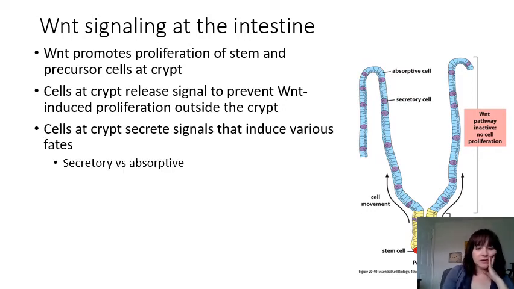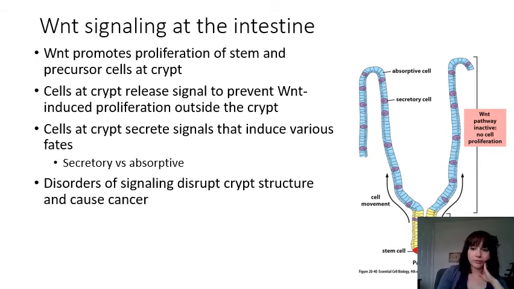So these signals are also, in addition to telling the cells to proliferate, going to tell these new cells whether they're going to be secretory cells or absorptive cells. So you can see, again, secretory cells in the crypt are going to produce Wnt. Wnt is only found down here. It loses concentration as you get further away. And so only cells in the crypt are going to be proliferative. And you can have a disruption of this signaling process. And when that happens, you can have overproliferation that can lead to cancer.